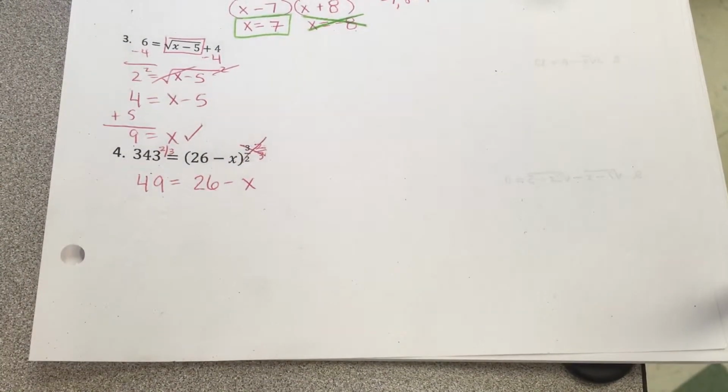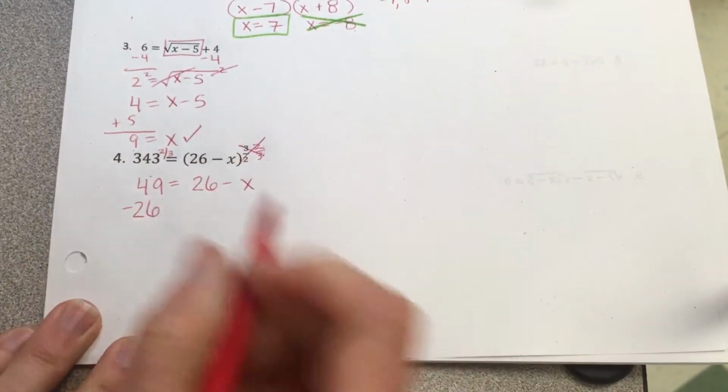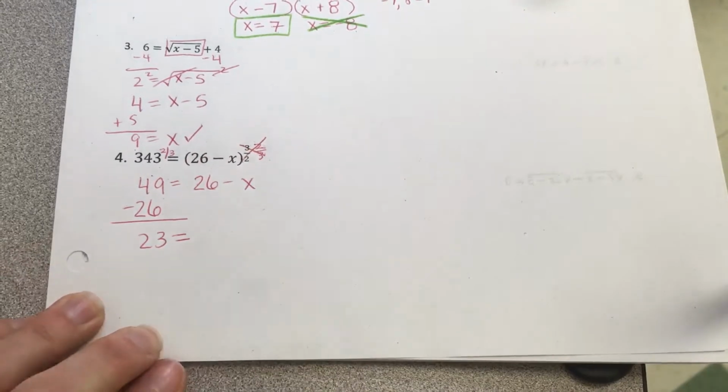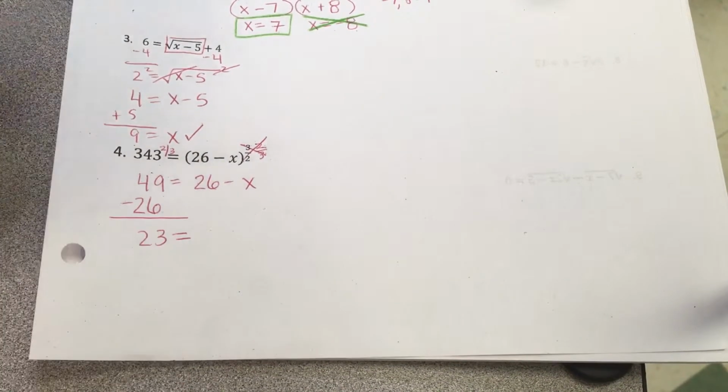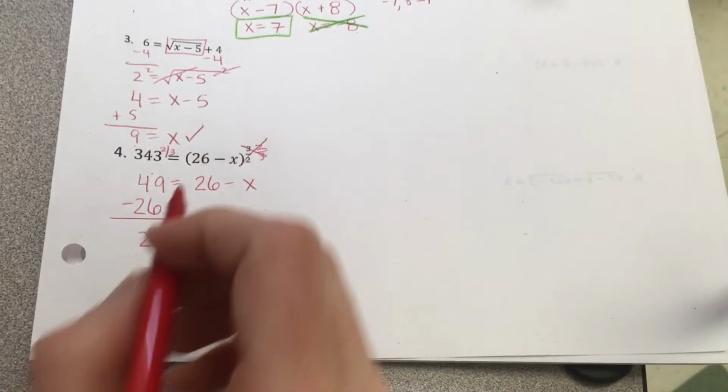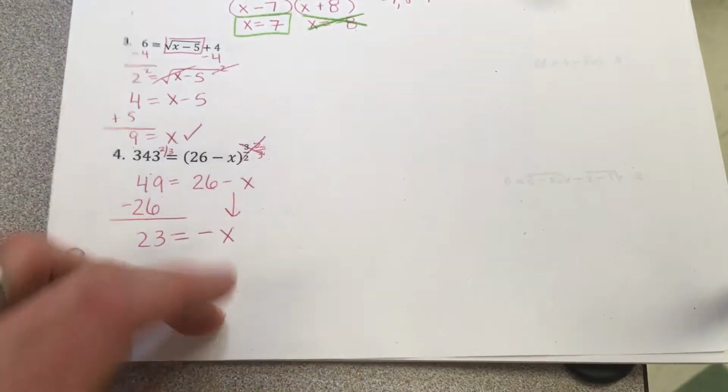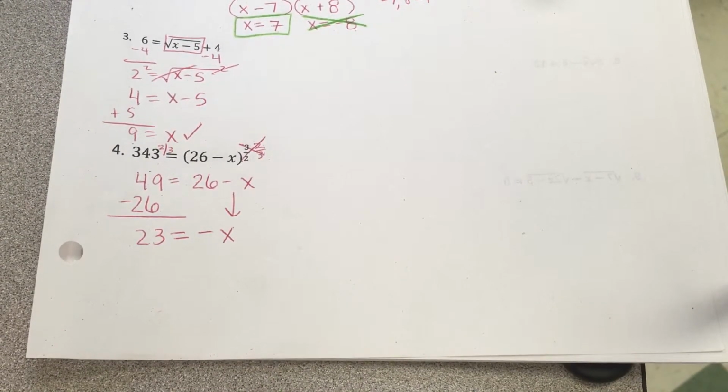Okay, so 49 equals 26 minus x. All right, what do I do next? Good, minus 26, which gives me 23. 23 equals x? No, it's negative x. You divide both sides by -1. And what do you get x to be? Negative 23.